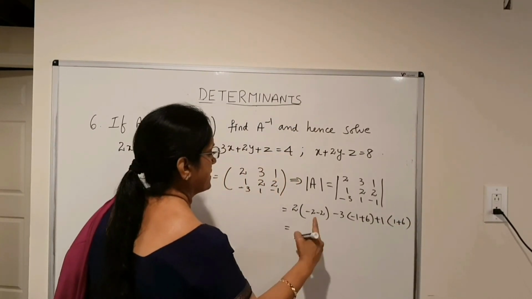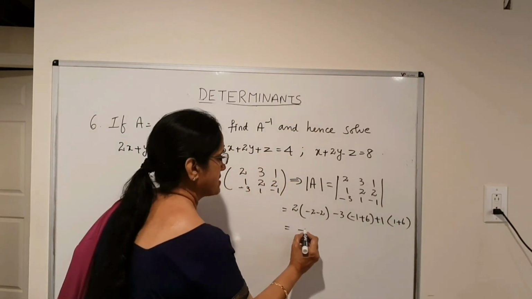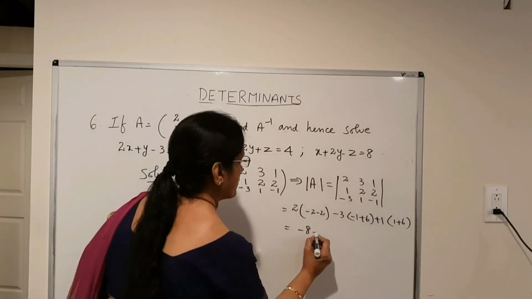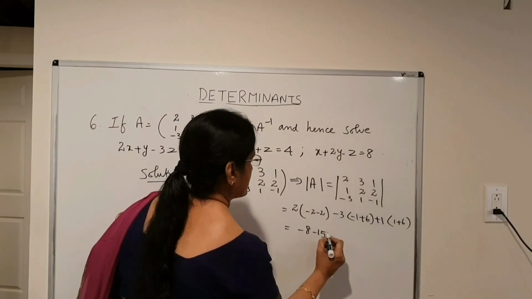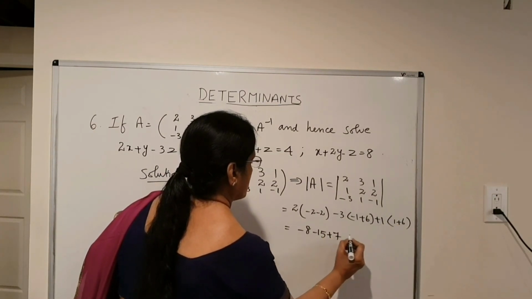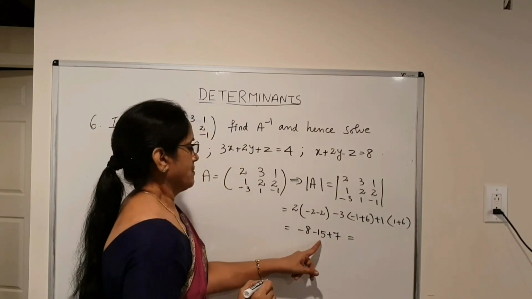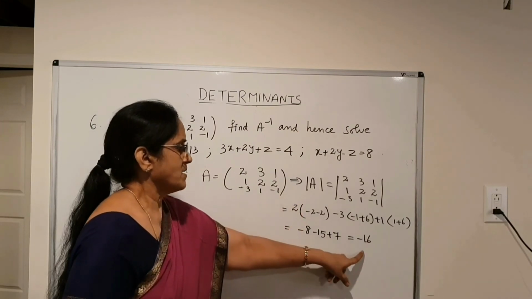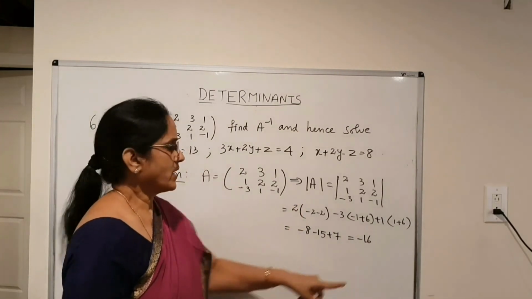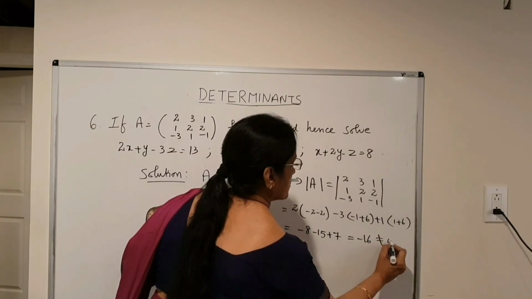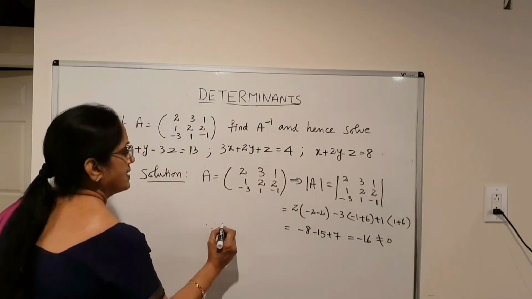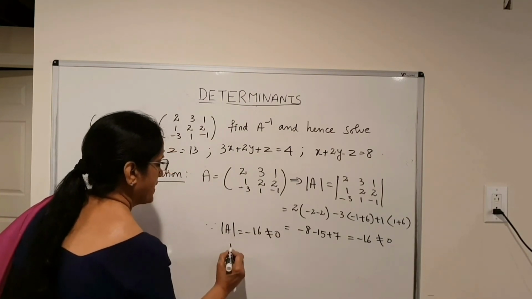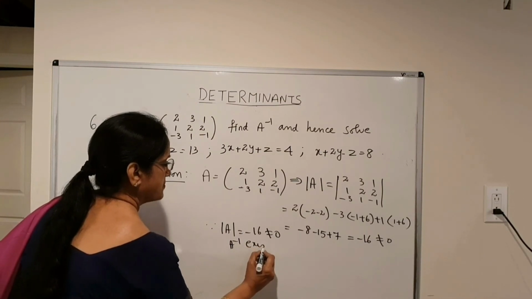Now I will be getting here minus 4 into 2, minus 8. Then here I will be having 5 into minus 3, minus 15. Then plus 7. Now this will give me minus 1, minus 16. I am getting the determinant value as minus 16, which is not equal to 0. Now, since determinant A is equal to minus 16, not equal to 0, A inverse exists.